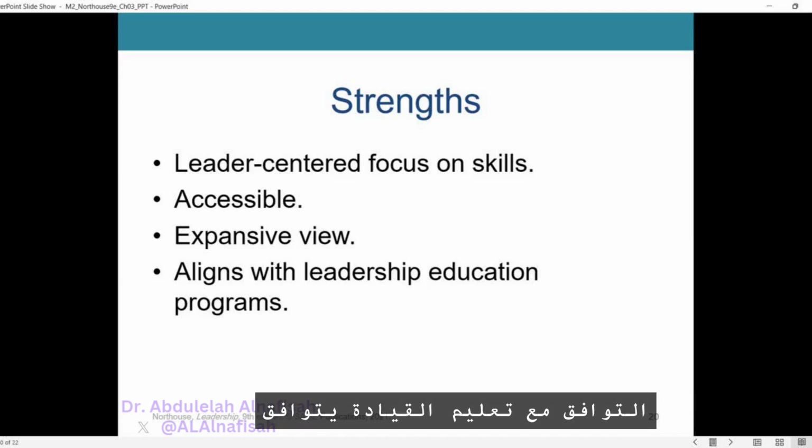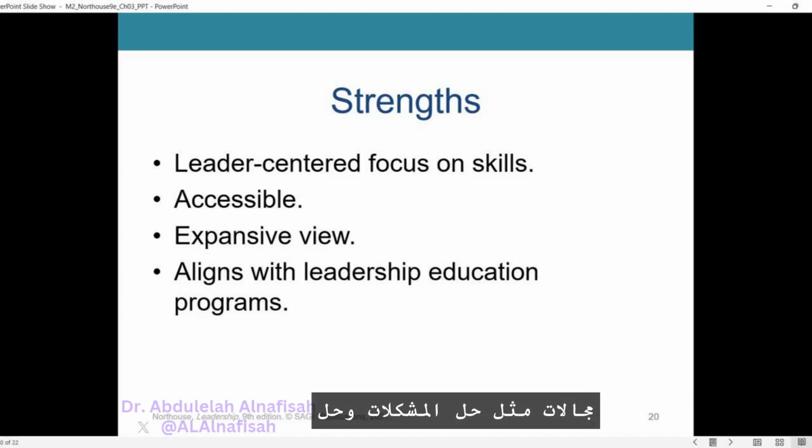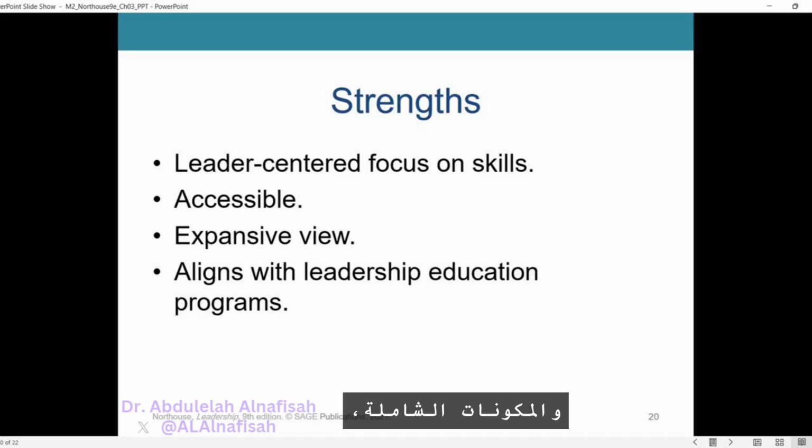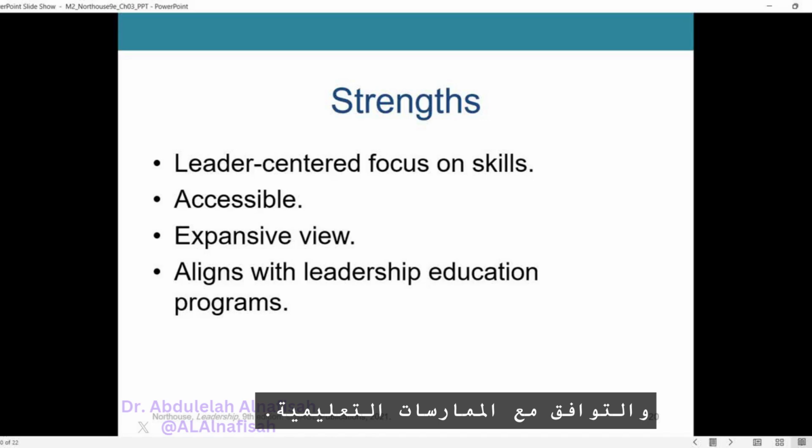Alignment with leadership education. The skills approach aligns well with most leadership education curricula, which cover areas like problem solving, conflict resolution, teamwork, and communication. This structure helps frame the content of leadership development programs. Overall, the skills approach contributes to a deeper understanding of leadership by focusing on skill development, accessibility, comprehensive components, and alignment with educational practices.